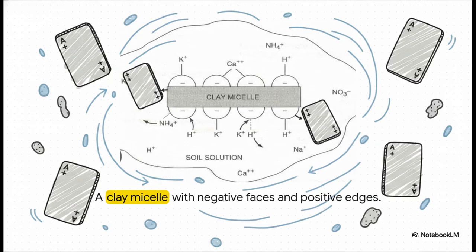This right here is a clay micelle, which is just a fancy term for a single clay particle. The absolute best analogy for this is to imagine tiny playing cards. Clay particles are flat and thin. The large, flat faces of the playing card hold a negative electrical charge, but the thin edges of the card, they hold a positive electrical charge. So inside a clump of mud, you have millions of these tiny charged playing cards swimming in water, with their positive edges constantly interacting with their negative faces.